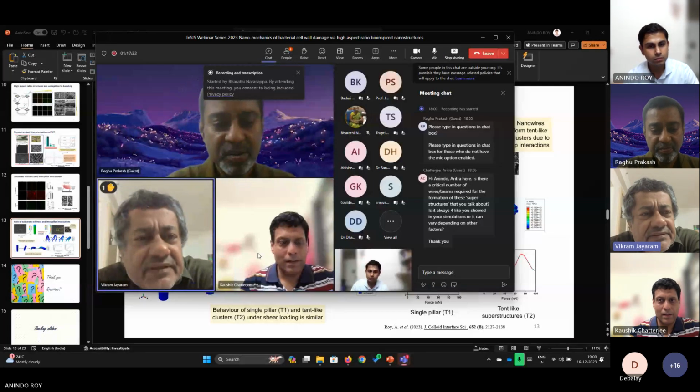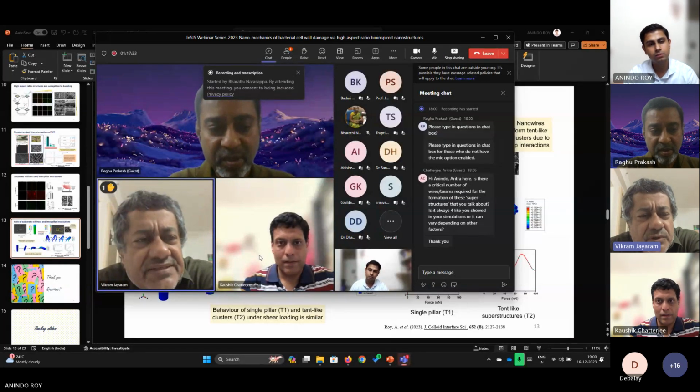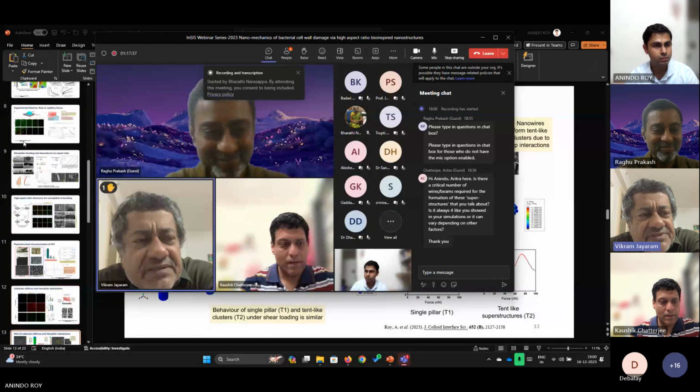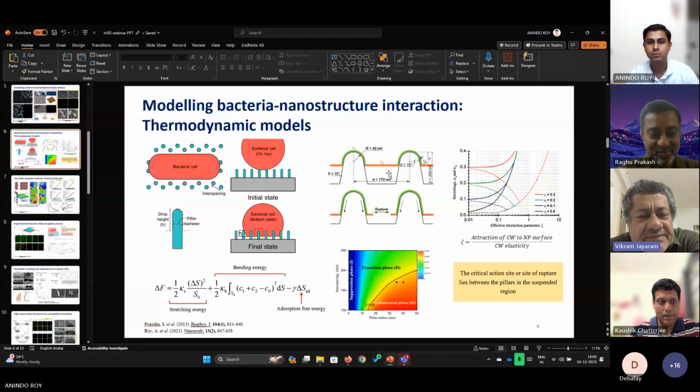On slide 6, where you show the fact that the thermodynamic argument predicts rupture in the flat portion, which is between two pillars, there must be some tension acting there, which is a result of some surface forces on the curved part of the pillars. Are they stretching or something, or what's going on here?